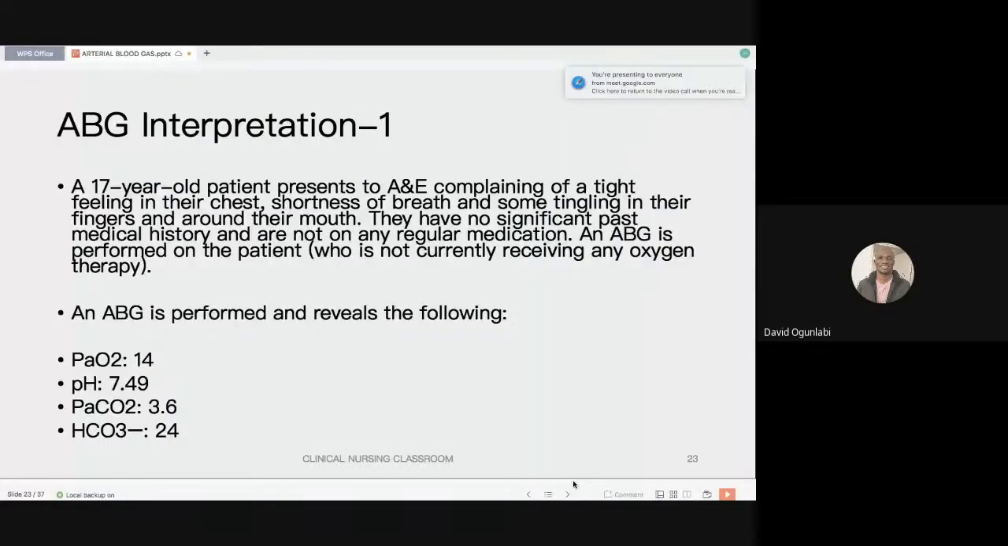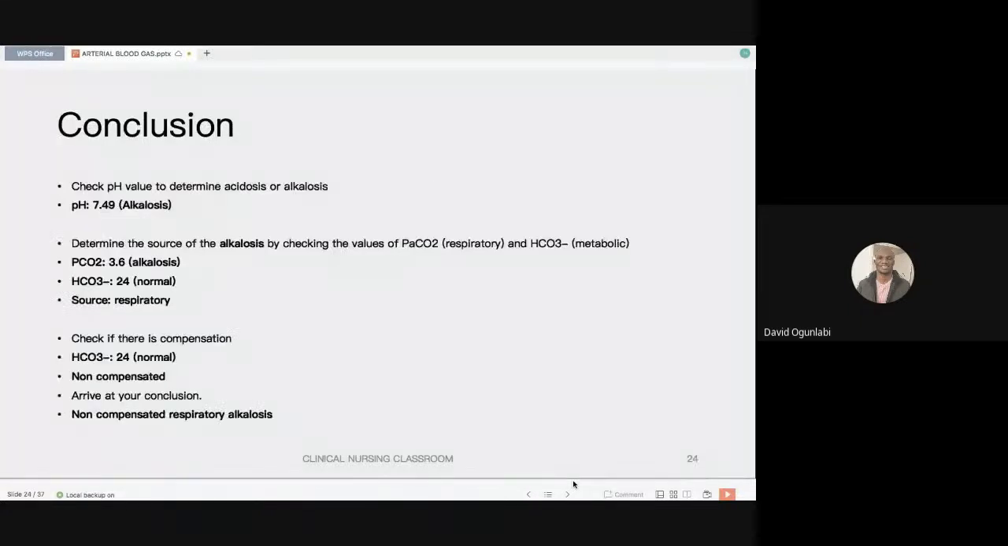Okay. So our conclusion will now be that there is what? Now look at the conclusion. Look at the answer here. Check pH. pH is 7.4 now. That's alkalosis, just like what we did. Now, PCO2 is 3.6, alkalosis. Bicarbonate is 24, normal. Source, respiratory. Now, to check if there's compensation, bicarbonate is 24, normal. So it means it is non-compensated.